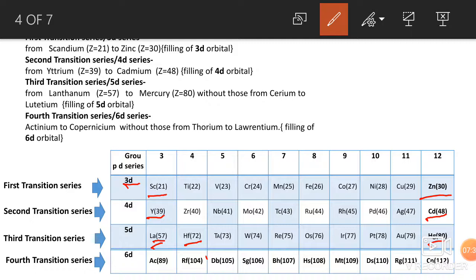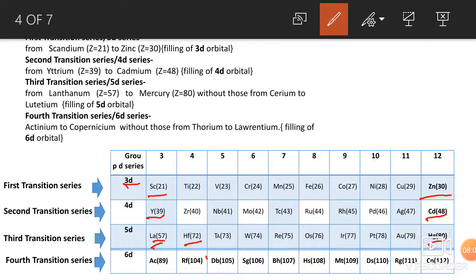These elements which have atomic numbers between 58 to 71 are placed separately at the bottom of the periodic table, outside the blocks. So, these elements which have atomic number 58 to 71 are not the S block elements, they are not the D block elements, but they are the F block elements.